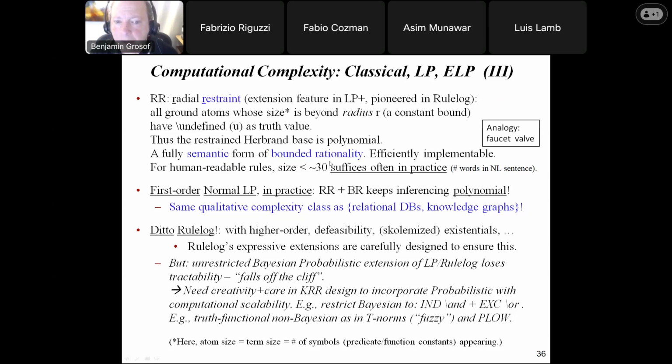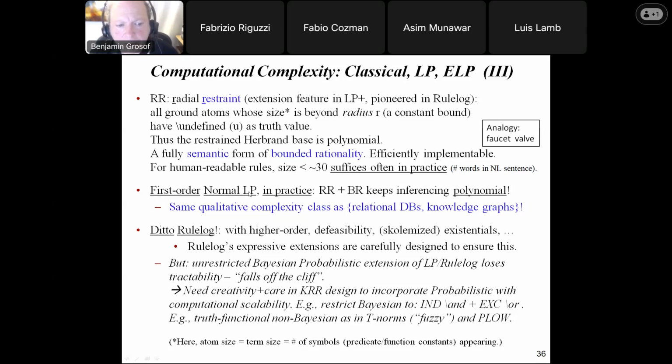It's not based on the proof procedure, which was the basic idea behind previous attempts to define bounded rationality operationally in KRR. It's efficiently implementable with low overhead, and for human readable rules, a size of under about 30 suffices often in practice. One way to think about that is 30 is about the max number of words in a natural language sentence before beyond which it's not really onerous to break up the sentence into multiple sentences in natural language.